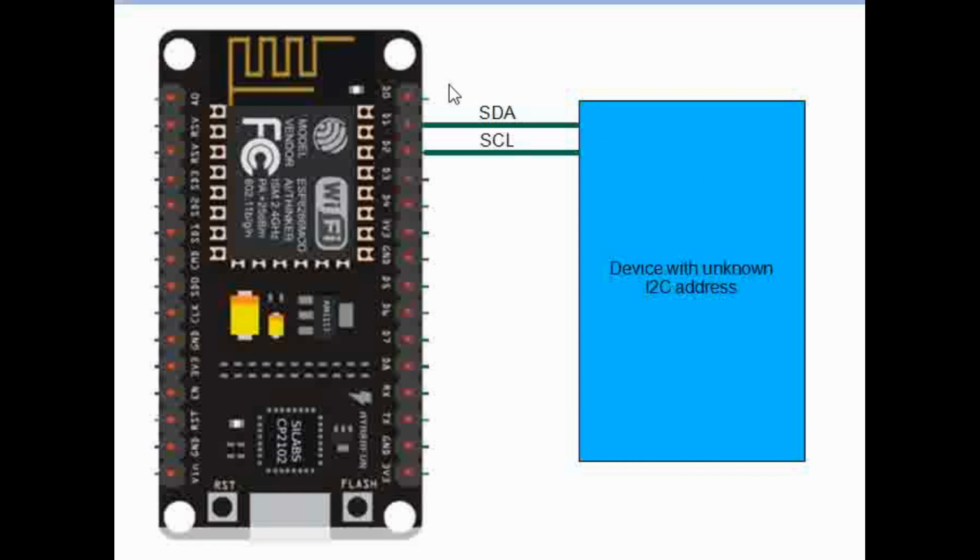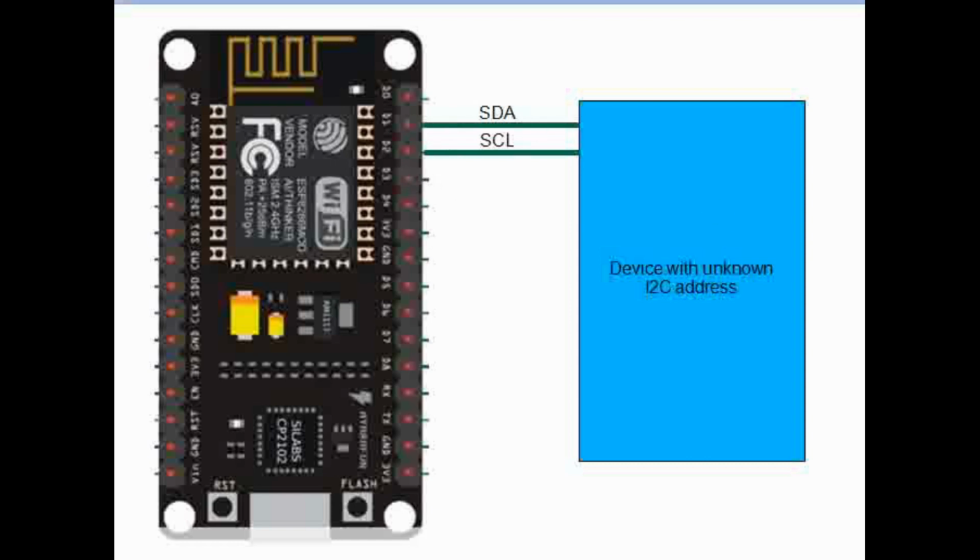So if you see here, the NodeMCU has an I2C interface, and it extends over D1 and D2 pins. D1 is SDA, D2 is SCL, and we can see the interfacing here.